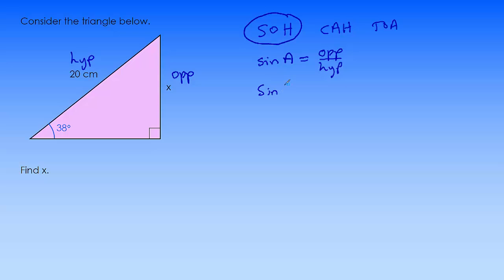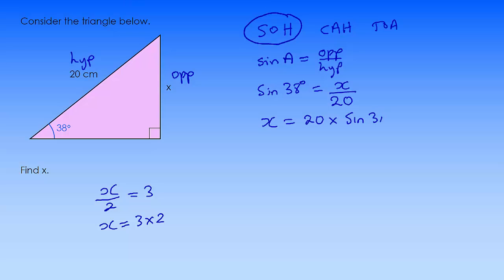Now we know the angle, it's 38 degrees. The opposite is what we're trying to find. The hypotenuse is 20. Now, just like solving something like x divided by 2 equals 3, we know we multiply both sides by 2, and so x is 3 times 2. Here, we multiply both sides by 20, and we get 20 times the sine of 38 degrees. And do write it that way round. Then all we need to do is calculate.